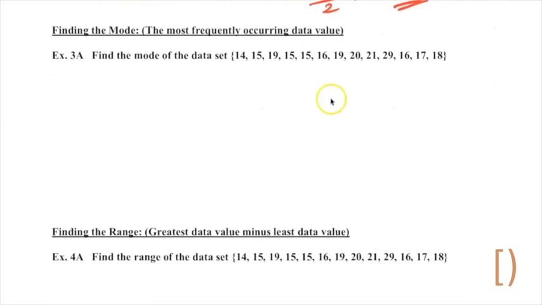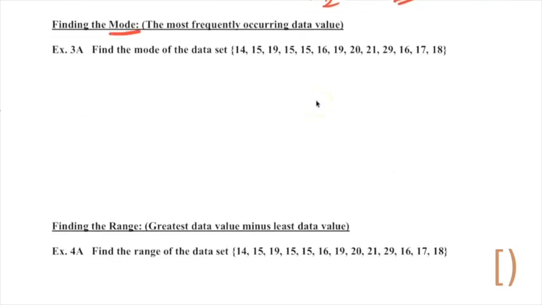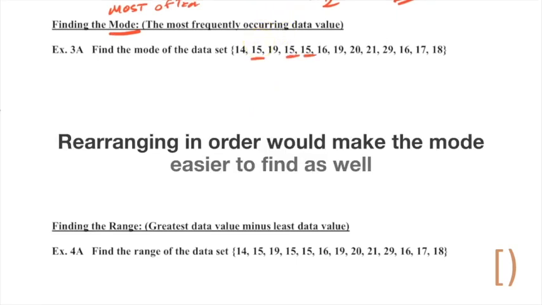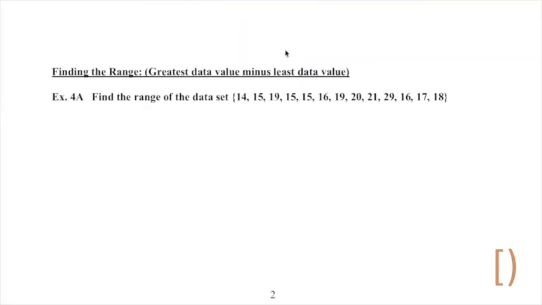Okay, let's talk about the mode. Remember, the mode is the most often digit. The most often. So we have to look at our data set here and try to find the most often. The one I see here is 15. 15 happens the most. There's 3 15s. There's a couple of 19s. I think that's it. The mode is going to be 15. There we go.